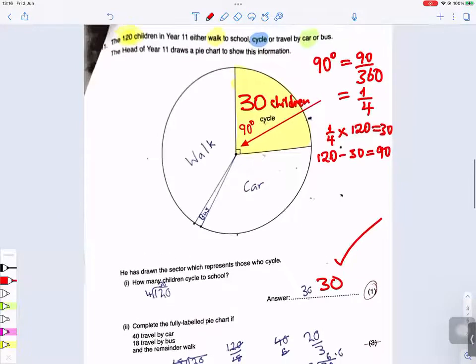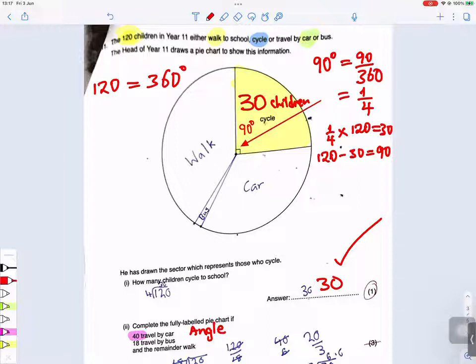Part 2, complete the fully labeled pie chart. 40 travel by car, 18 travel by bus, and the remainder walk. 40 travel by car, so we want to find the angle. We need to change that to find the angle. 120 people is 360 degrees, because when it's all of them, it's 360 degrees for the angle.